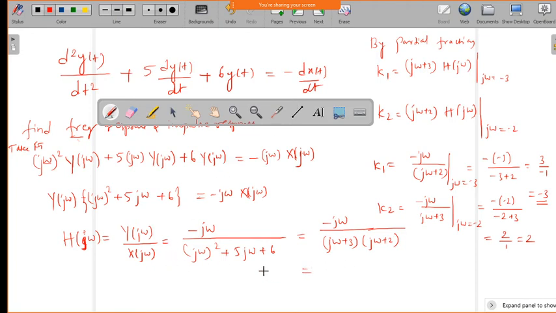this one, generally we express h of j omega equal to k1 by j omega plus 3 plus k2 by j omega plus 2. So now if you substitute k1 and k2, you will get h of j omega equal to minus 3 by j omega plus 3 plus 2 by j omega plus 2. Okay, so now if you take the inverse Fourier transform for this, you will get h of t.